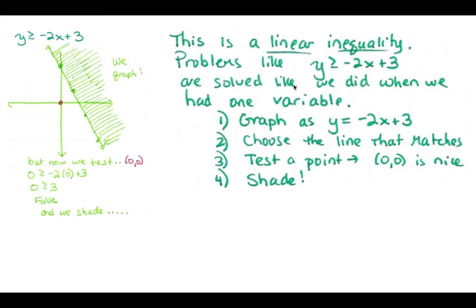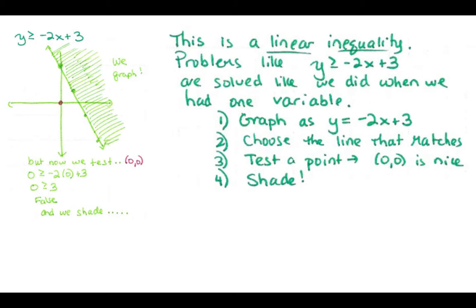We call this a linear inequality. And problems like this are solved just like with one variable, with just the little added dimension of an added dimension. So graph y equals negative 2x plus 3. What that's giving you is your boundary line rather than a boundary point. So we get our boundary line.